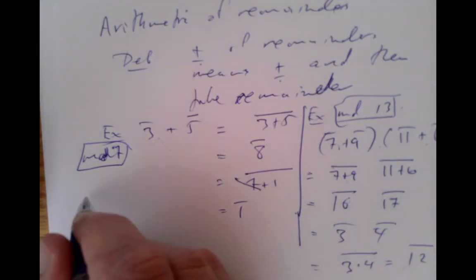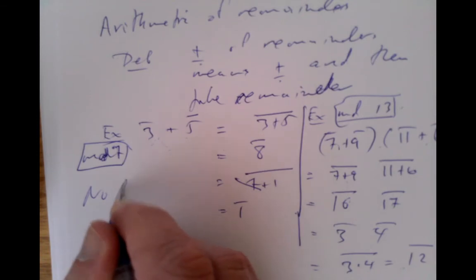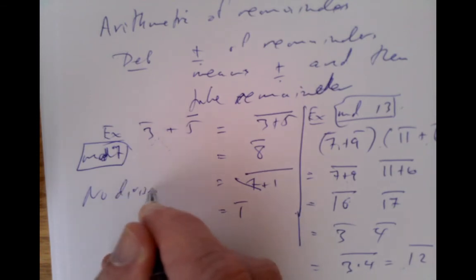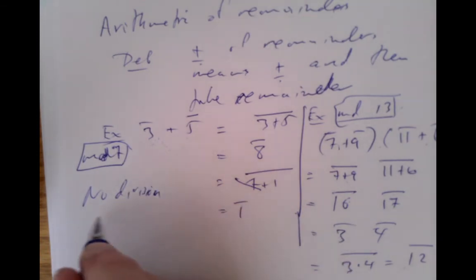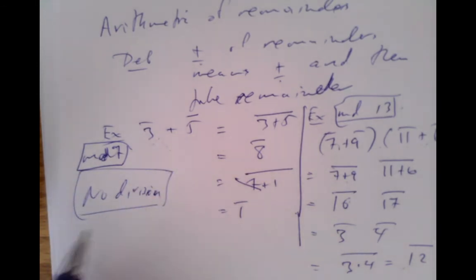Note that we cannot do division. That's going to be very important for us. Division doesn't work. This theorem, you can check on simple examples, that division doesn't work when you try and work it with remainders. It's not that simple.